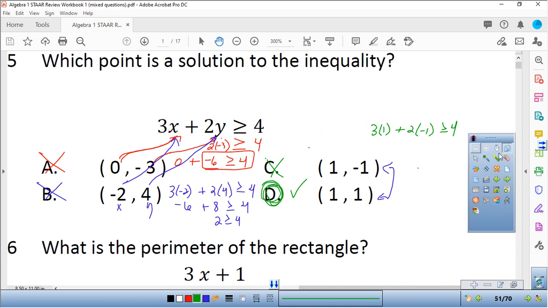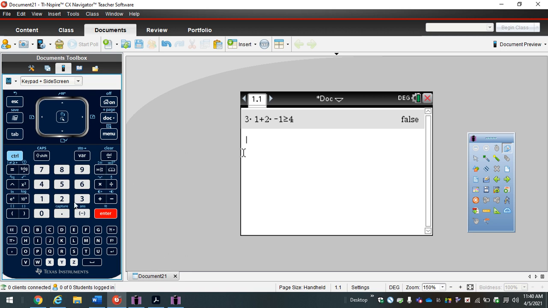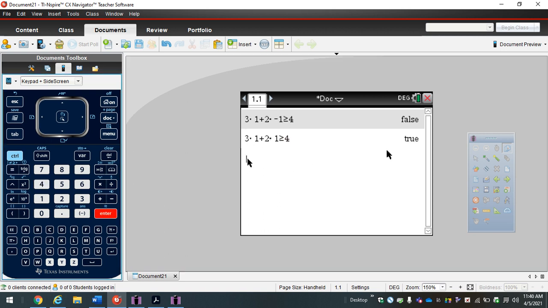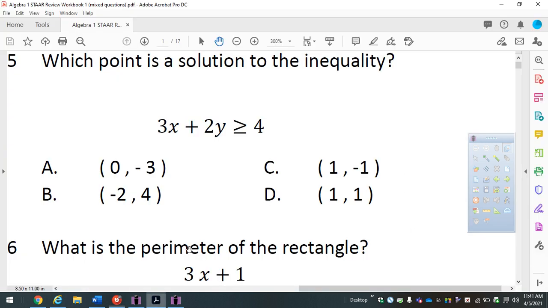I'll show you in the calculator, right? I'm going to go 3 times 1 plus 2 times 1. And it's going to be, again, control, equal sign. This one, 4. And it says true. So that's right. Just stick to the calculator. Makes your life a lot easier. You don't have to worry about it. You don't have to freak out. You just work from there.